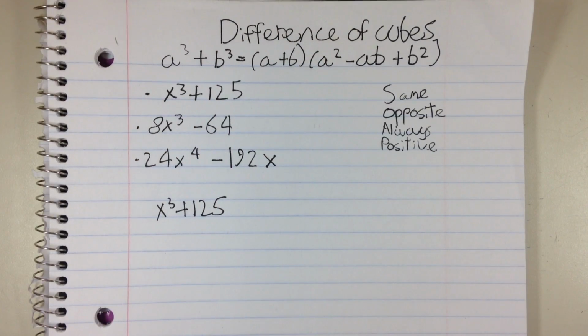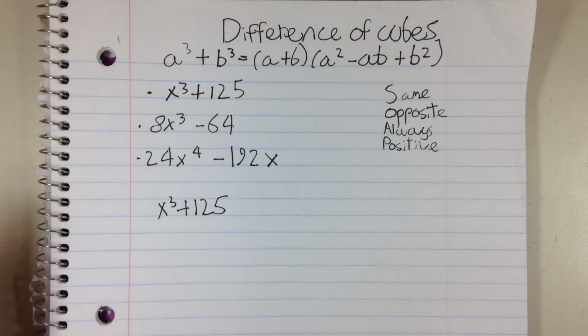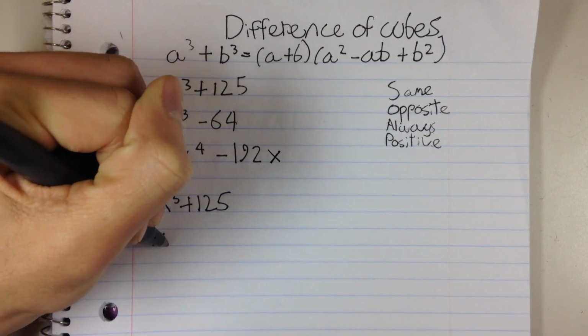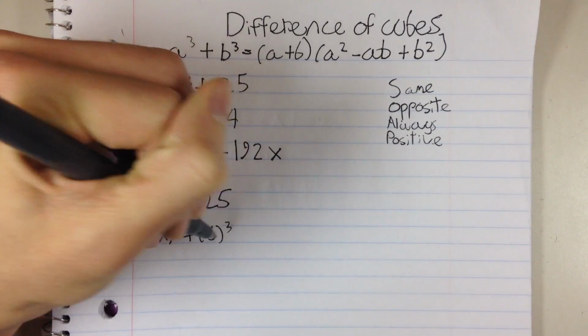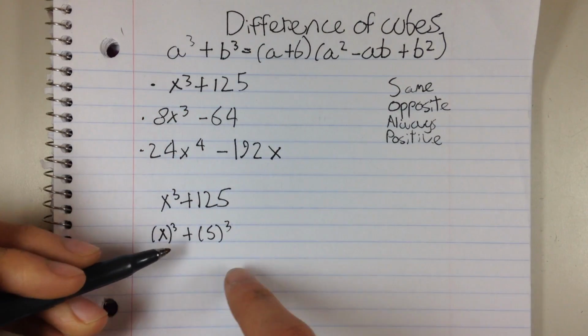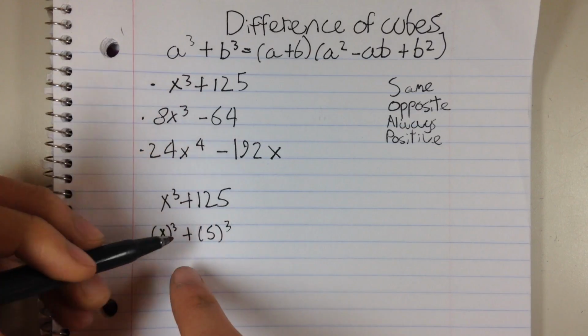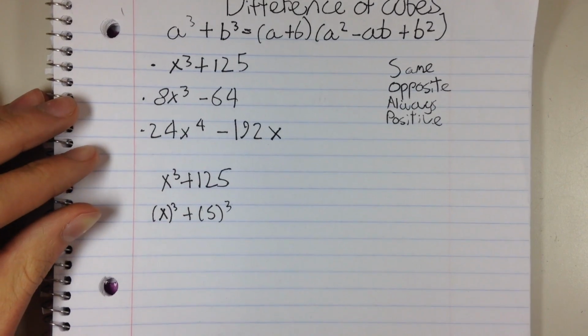So you'll notice in this problem right here, both terms can be cubed. We have the x cubed and the 125. And so we're actually going to write it down so that each term is to the third power. So we have x to the third plus 5 to the third. So it's the same thing, we're just rewriting it.